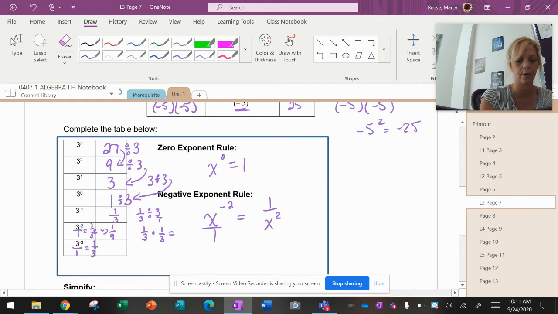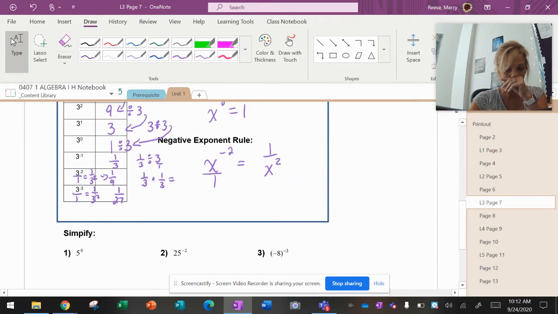Bring it to the denominator, right? And 3 to the third is 27. So that's why when I say to you, anything to the 0 power is 1, that's it right there. That's why. Because you're dividing out a 3 every time when you lower the exponent.